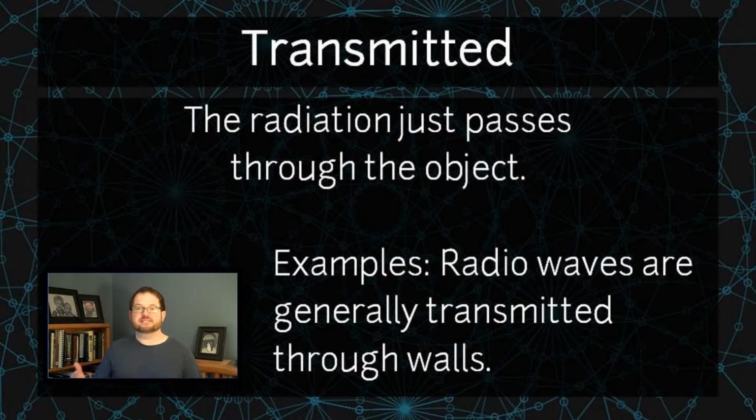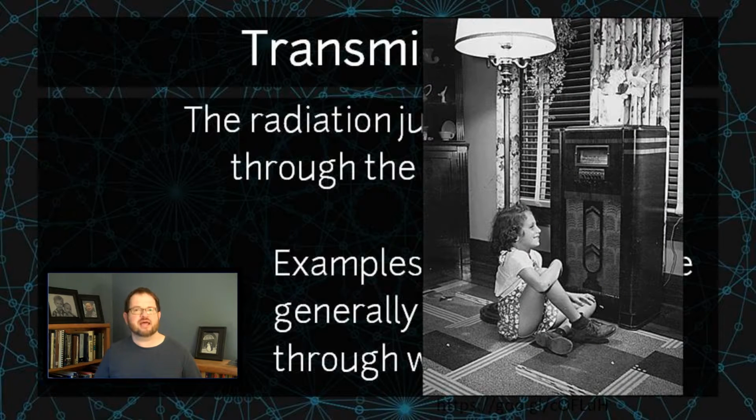If you are inside, you can still use your cell phone. Cell phones use radio waves to transmit from their antenna through the air over to the tower. Those radio waves are transmitted through walls that are in the way. Same with, like, if you're in the house, you can listen to the radio or watch television using an antenna.